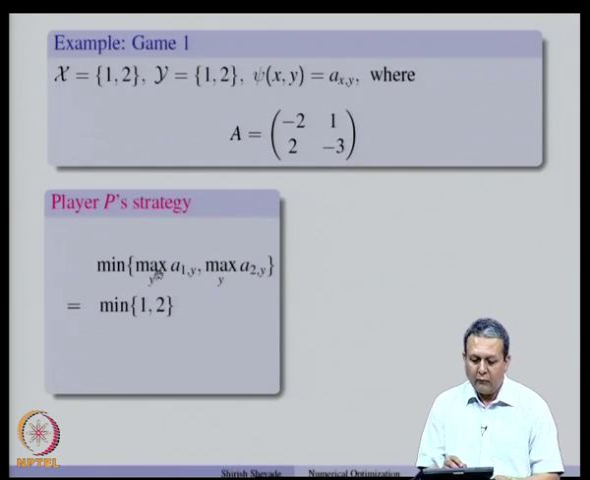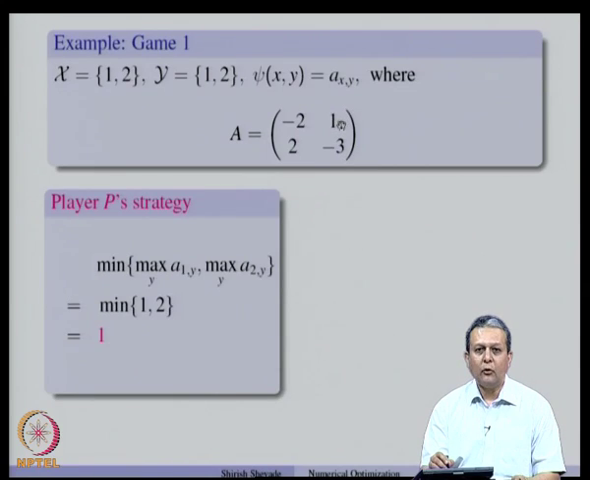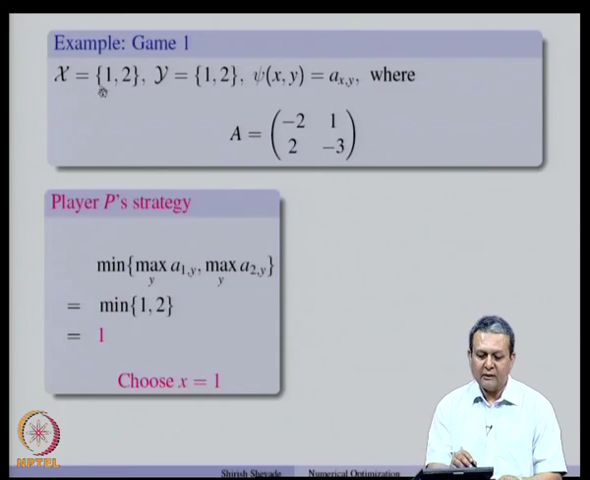So, the two quantities are 1 and 2, and since player P wishes to minimize the payoff to player D, player P will choose the strategy corresponding to the min of these two values, and the min of these two is 1, and that one appears somewhere here. So, player P would like to choose strategy 1, corresponding to the first row, so that its payoff to player D is minimized. So, player P chooses x equal to 1, or strategy 1, for this particular payoff function.